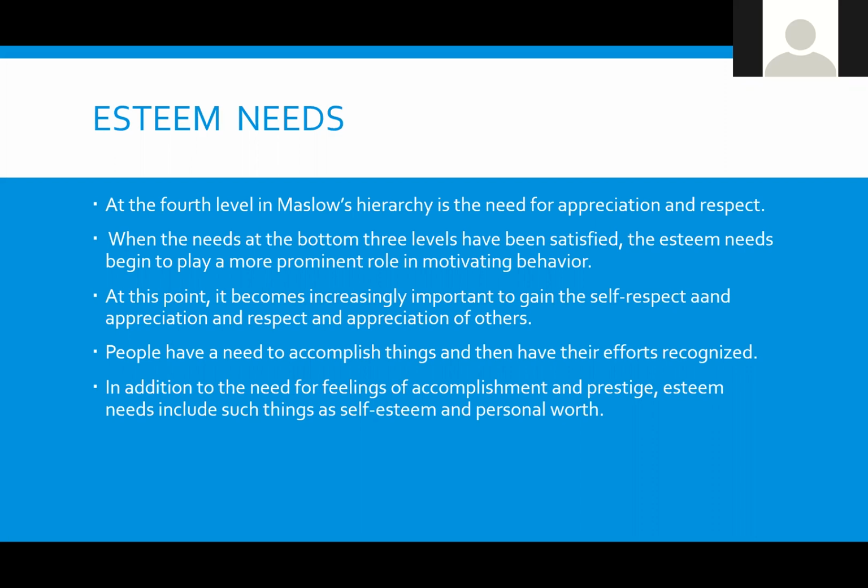Nemo dat quod non habet. No one gives what he or she does not have. Respect yourself, appreciate yourself, and from that you respect others and appreciate others. Others will respect you, others will appreciate you. If you don't respect yourself, it will be difficult for you to respect other people. If you don't appreciate yourself, it will be difficult for you to appreciate others.